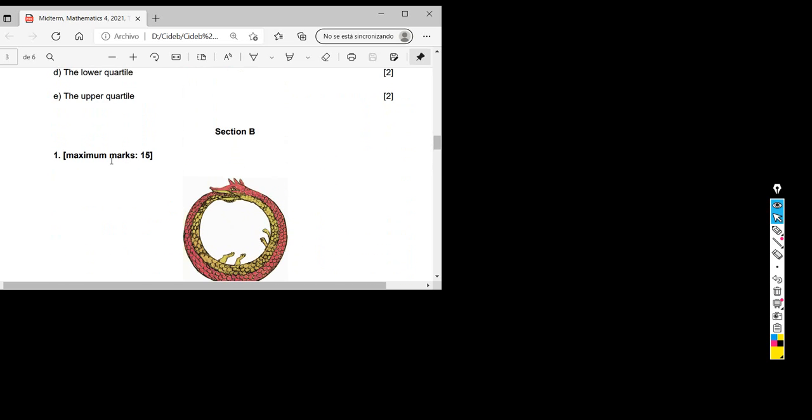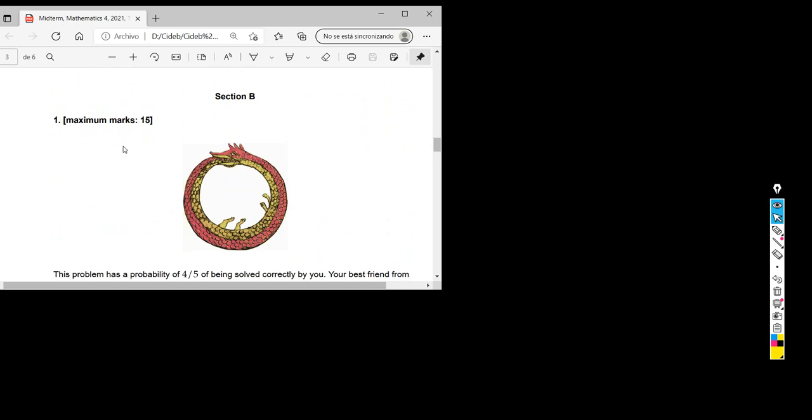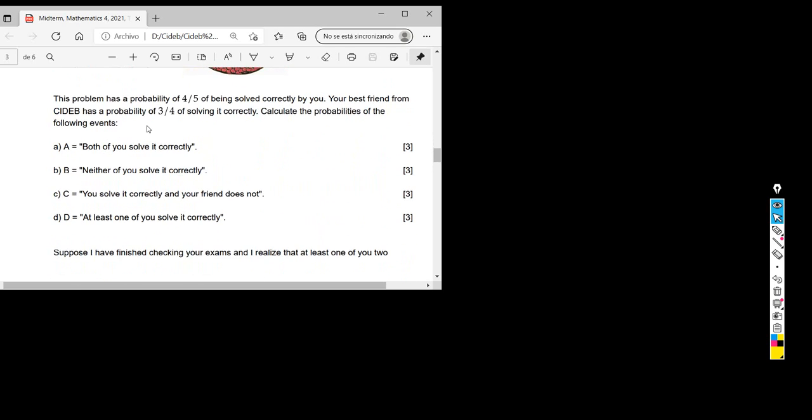Next problem, section B. Problem number 1. Let's see. We have the following. This problem has a probability of 4/5 of being solved correctly by you. Your best friend from CDEP has a probability of 3/4 of solving it correctly. Calculate the probabilities of the following events. So let me write this down. Let me write the event M, and let me write the event F.